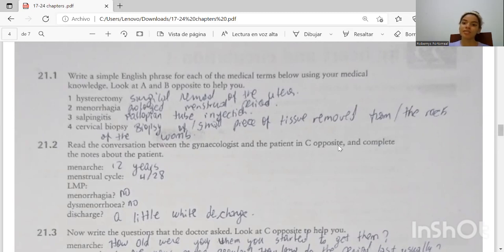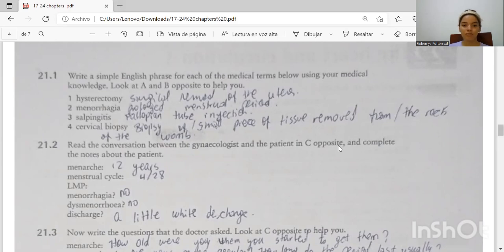I'm going to read the exercises of the chapters from the book Professional English in Use: Medicine. The chapters are 21 to 24. Chapter 21, Gynecology. Exercise 21.1. Write simple English phrases for each of the medical terms below using your medical knowledge.